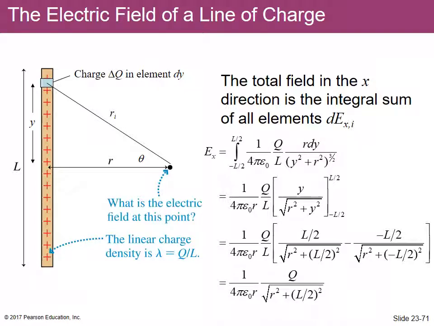The total field in the x direction is the integral sum of all elements over the length of the rod. The direction of the field is radially away from a positively charged rod. For a negatively charged rod, the electric field points toward the rod.